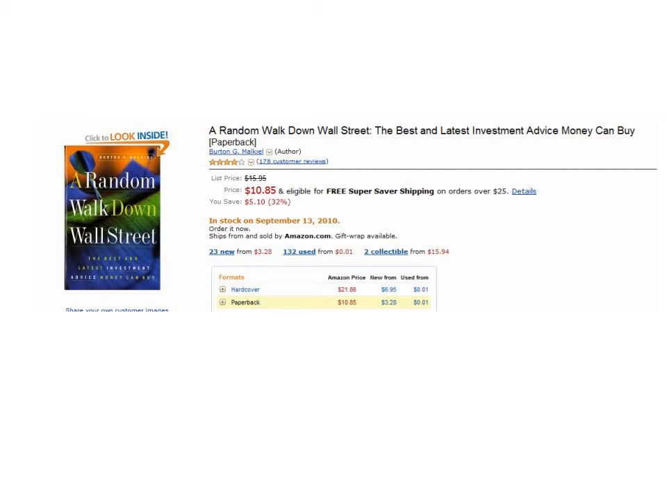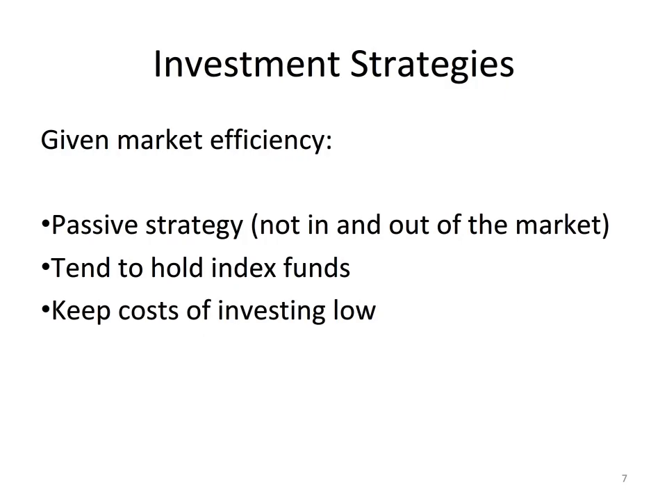There is a famous book called A Random Walk Down Wall Street. It was written for a lay audience. It's still available. We aren't going to read it for this class, but I would suggest that you read it. It's a very good read. It talks about random prices resulting from price efficiency and then what that would imply for investment strategies.